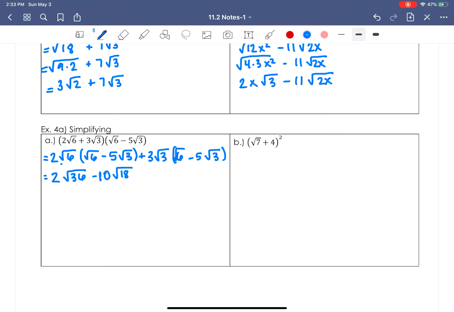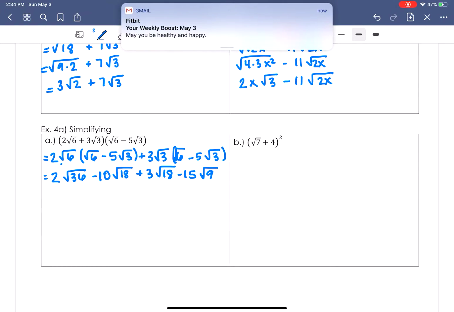So when I take 3 radical 3 times 6, I'm going to take 3 and multiply it by what's out front, which is 1. And then 3 times 6, which is 18. And now I'm going to do 3 times negative 5, so negative 15. And then 3 times 3, which they're both underneath radical, which is 9.